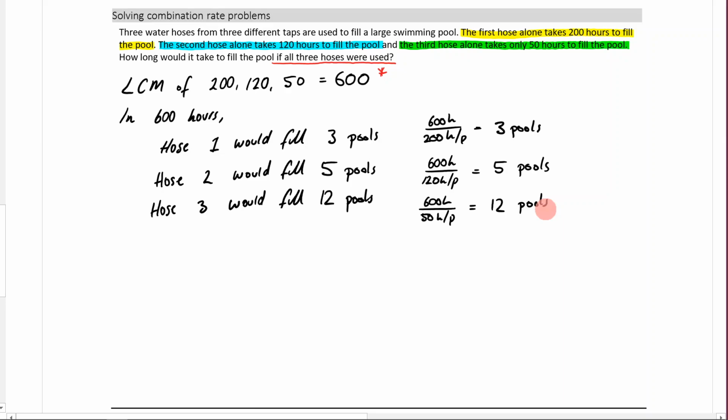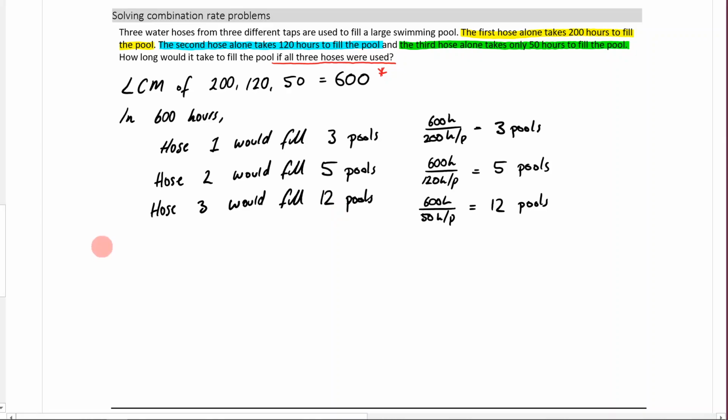Having now done that, the next thing that we're going to ask ourselves is, well, in 600 hours, how many pools would I fill in total? So I've got all these hoses. In 600 hours, I'm going to fill 3 plus 5, which is 8, plus 12, which is 20. So in 600 hours, I would fill 20 pools if I was using all of the hoses. So let me repeat that. If I was using all of the hoses, in 600 hours, I would fill 20 pools because 3 plus 5 plus 12 is 20. So let's write that down.